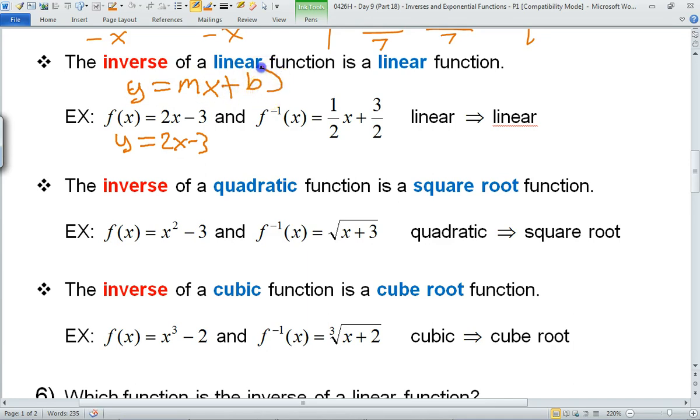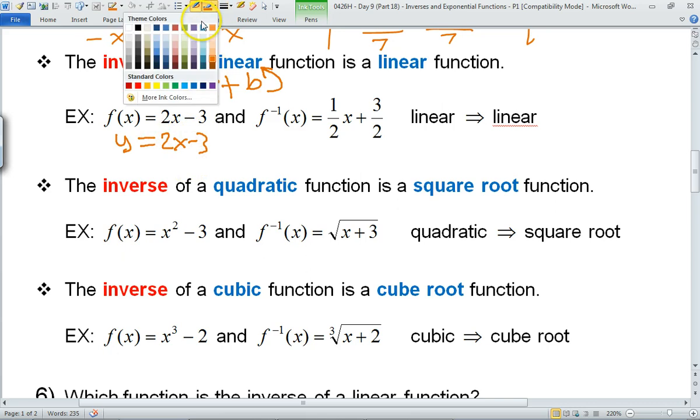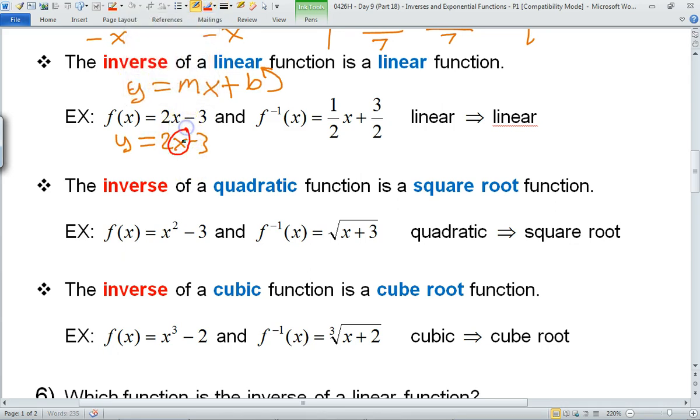Y equals mx plus b is the model that you learned for a linear function. So anything that looks like y equals mx plus b is linear. Most specifically, though, focus on the x. See how it's not squared or cubed or anything? It's just plain x. That's part of what tells you that it's linear. It's just a plain x.